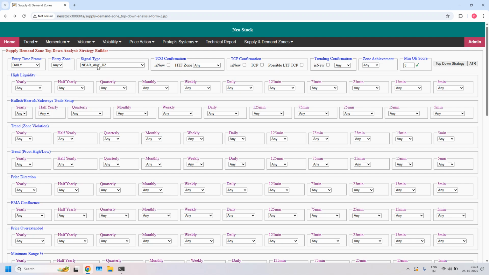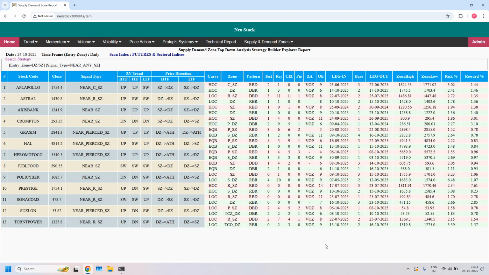Okay, next, stocks near to the daily supply zone. We got 13 stocks. Let us identify daily high liquidity supply zones. APL Apollo is having a daily high liquidity supply zone. Astral is a piercer zone, not valid, but you can use the piercer zone strategy that you learned in lesson 28 if it is applicable.